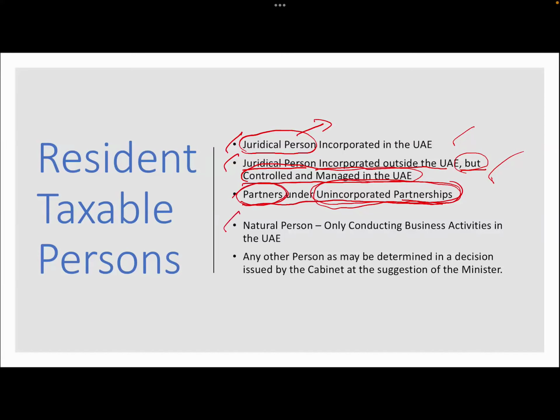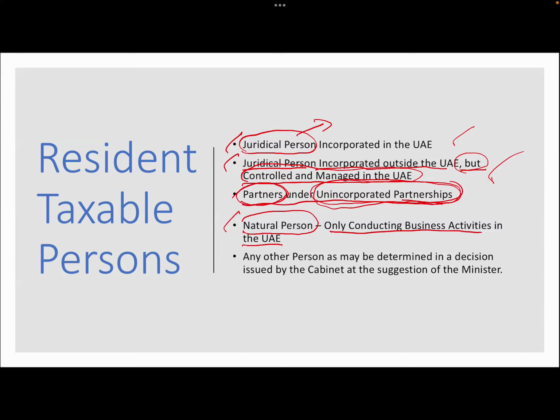Next one is a natural person. A natural person is nothing but a common person, like I am a natural person, you are a natural person. These are not companies. A natural person is a human being. If these natural persons are conducting business activities in the UAE, they are taxed.